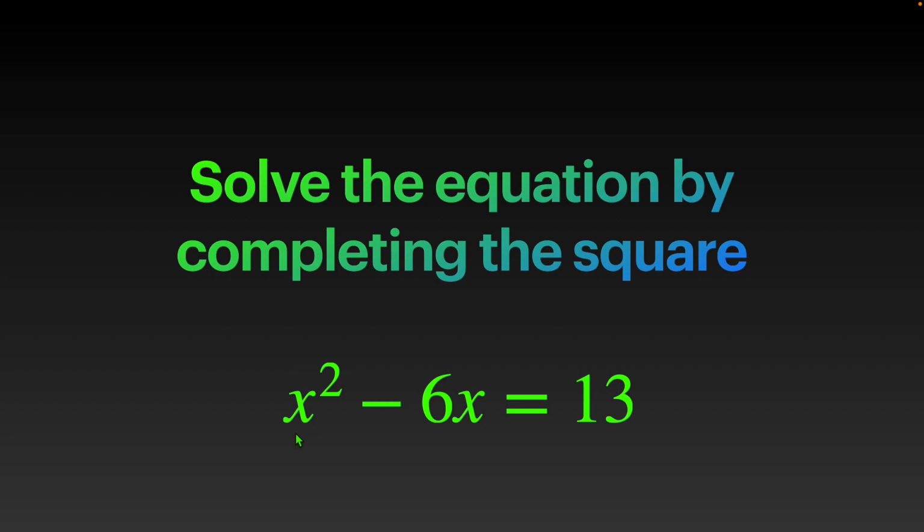In this video we'll take a look at another example of solving equation by completing the square. In this example, our equation is x squared minus 6x equals 13. Let's get into it. Here we have our equation.